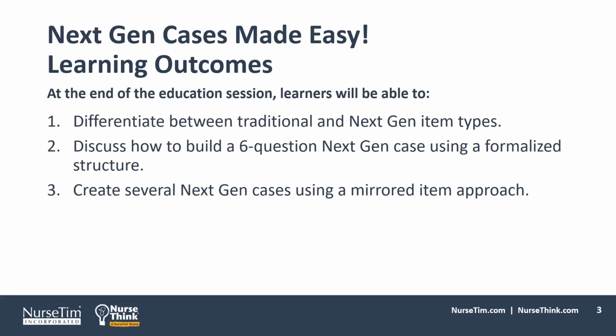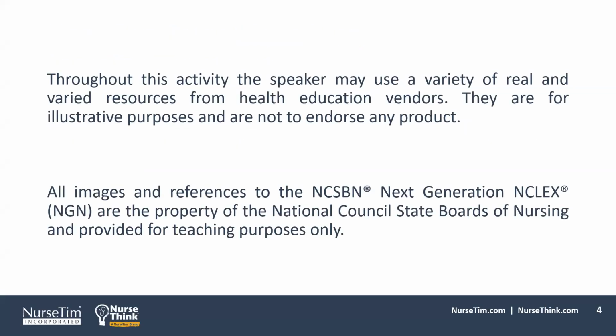Learning outcomes. 1. Differentiate between traditional and next-gen item types. 2. Discuss how to build a 6-question next-gen case using a formalized structure. 3. Create several next-gen cases using a mirrored item approach. Throughout this activity, the speaker may use a variety of real and varied resources from health education vendors. They're for illustrative purposes and are not to endorse any product. All images and references to the NCSBN Next Generation NCLEX are the property of the National Council State Boards of Nursing and provided for teaching purposes only.